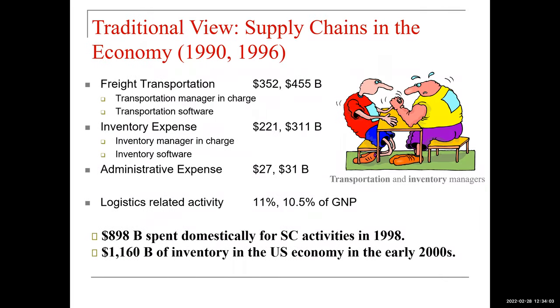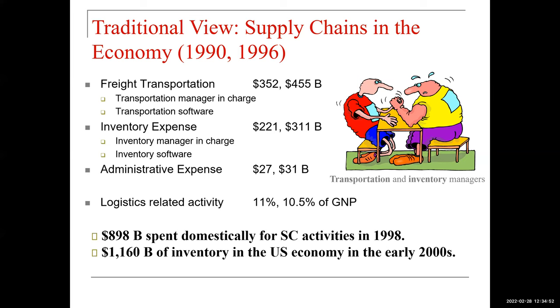So this is a little history here. The traditional view of supply chain in the economy back in the 90s was a fight between transportation and inventory managers. They were trying to figure out, okay, we need to reduce costs. So should we reduce costs in terms of transportation, or should we reduce costs in terms of inventory? So it was a constant fight. As you can see here, there's a difference in terms of cost in 6 years, in terms of freight transportation. Inventory expense, so you used to have a manager for transportation and also a separate manager for the inventory, both of them managed separately.